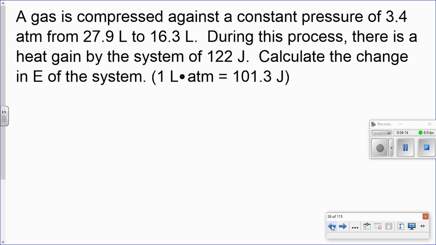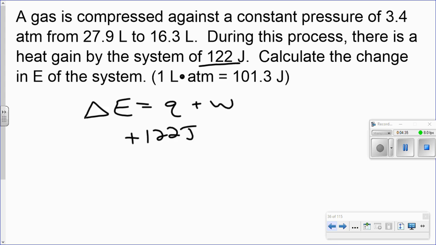So change in energy of the system, delta E, is equal to Q plus W, okay? So the change in energy of the system is Q plus W. Do we have a heat listed? Let's see here. We have a system. There is a heat gained by the system of 122 joules. So let's go positive 122 joules, okay?